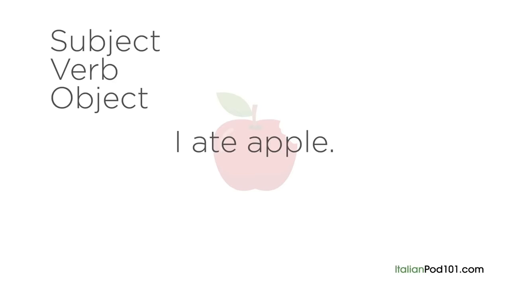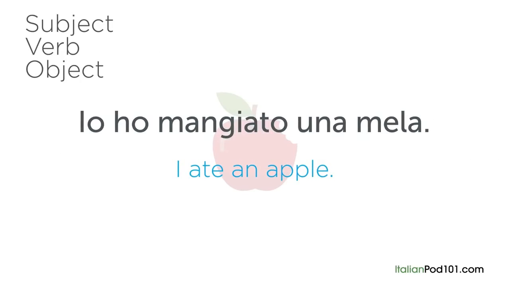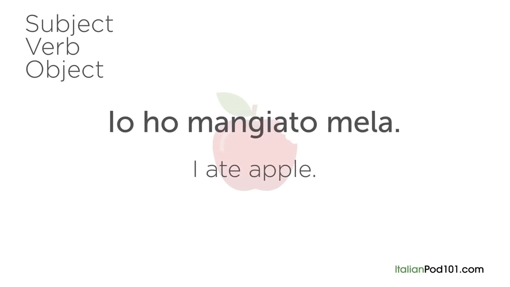Now, let's compare that same sentence, I ate an apple, in Italian. Io ho mangiato una mela. Like before, let's remove the article to keep it simple, so we are just left with the words. If we break down the Italian sentence, we get the subject io, meaning I, then comes the verb ho mangiato, meaning ate, and finally we have the object mela, meaning apple. The basic word order for Italian then is SVO. It's the same as English.